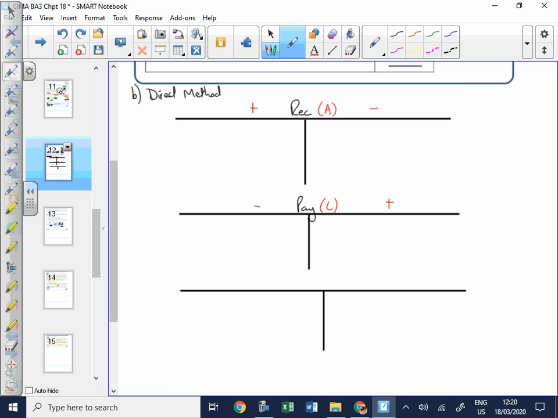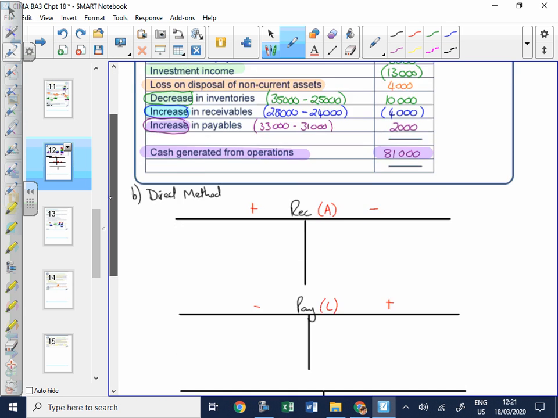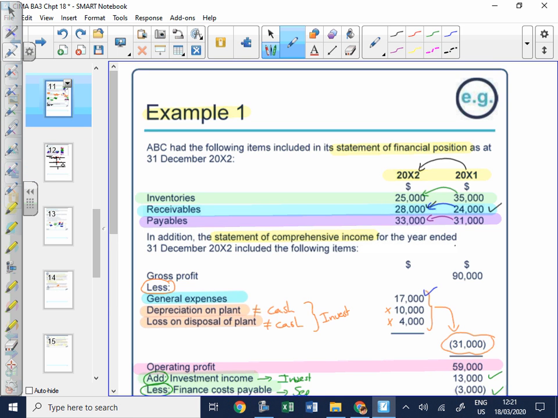Okay. So my receivables, I've got an opening balance, oh, that's inventory, sorry. I've got an opening balance of 24 and a closing balance of 28,000. So in my receivables account, I'm just going to say BD for balance brought down, opening balance of 24,000, and on the other side would be the closing balance, which was 28.